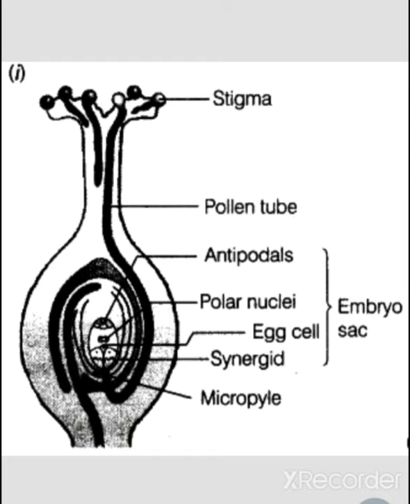Number one is the compatibility check. Before fertilization, there is a need to check the compatibility of the pollen. First of all, the stigma checks whether the pollen grains are compatible with it or not. The second one is the development of the pollen tube.